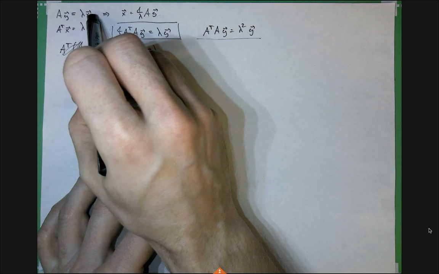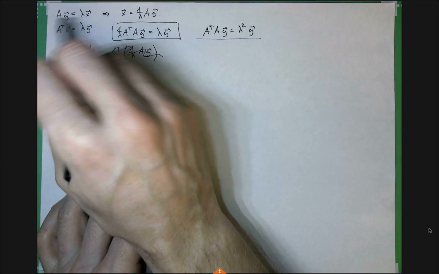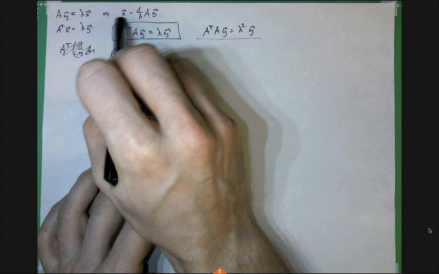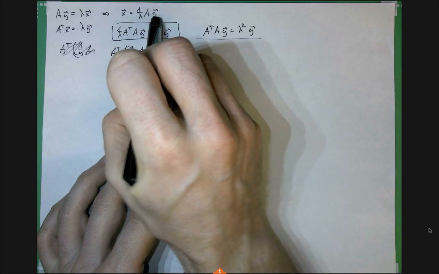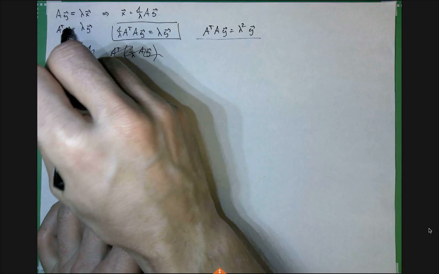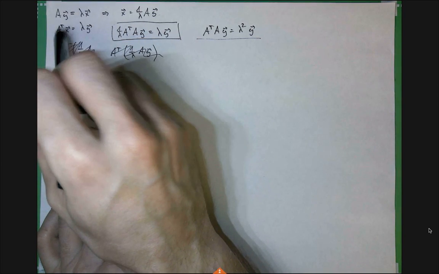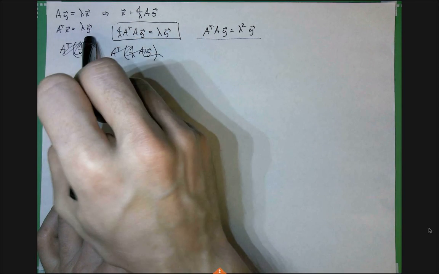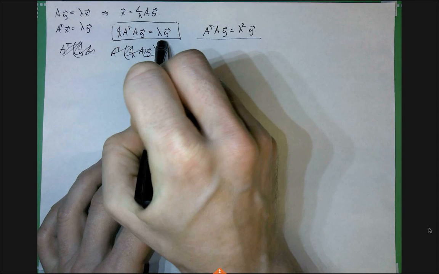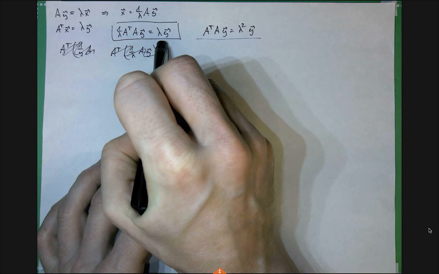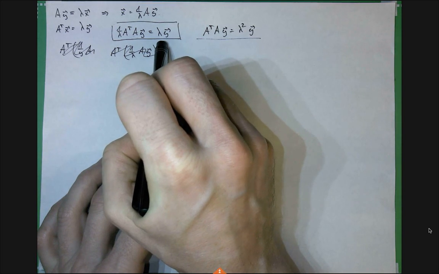So here what I did, I expressed the x from the first equation. So I divided by lambda, so I got x equals 1 over lambda Ay. And I plug this expression for x into the second equation, right? So I get A transpose Ay divided by lambda, that's here, equals lambda y. That's there. Okay? Everybody follows?